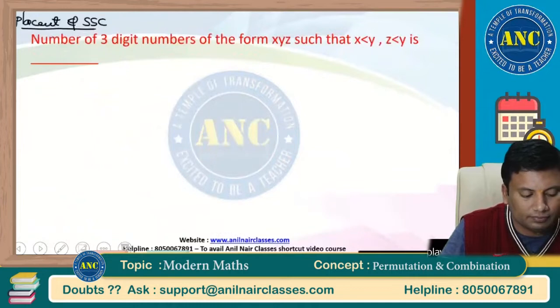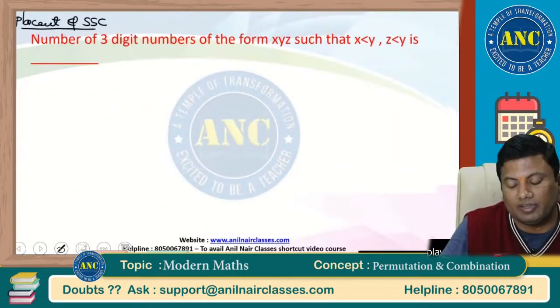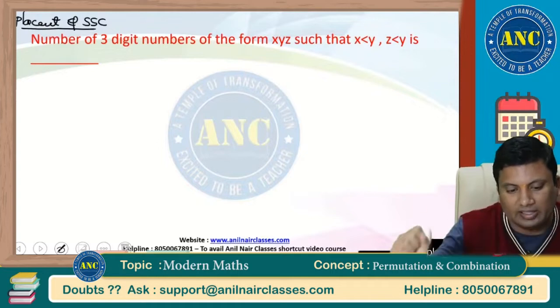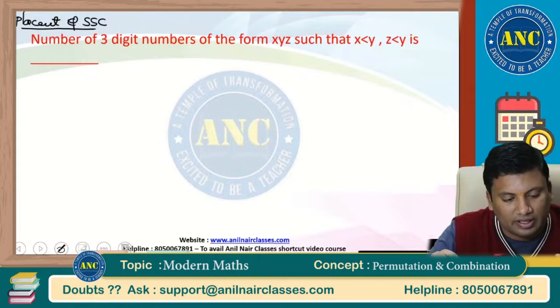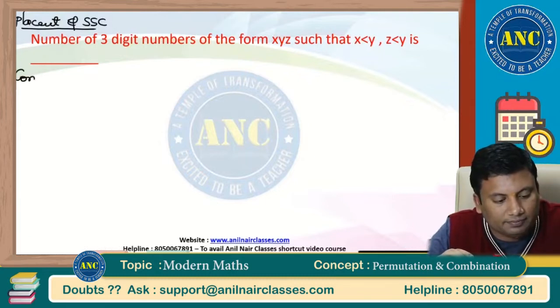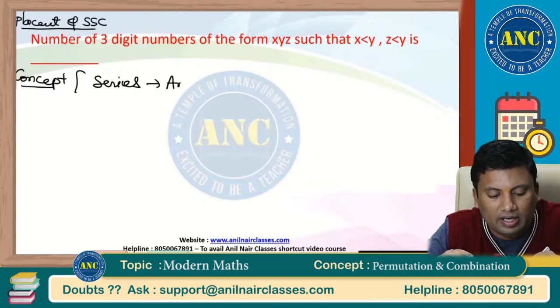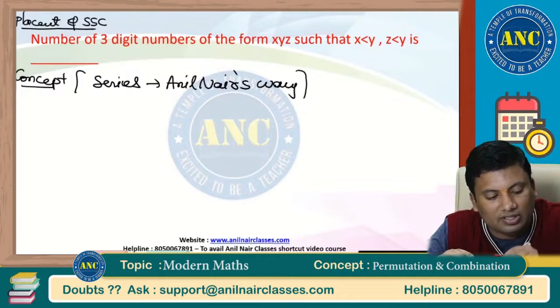Next one. Number of 3-digit numbers of the form XYZ such that X is less than Y and Z is less than Y. Now see here, first concept. We will use a concept of series. I told you a shortcut, Anil Nair's way of solving series problems. Here it will be very, very useful. First we will discuss that.